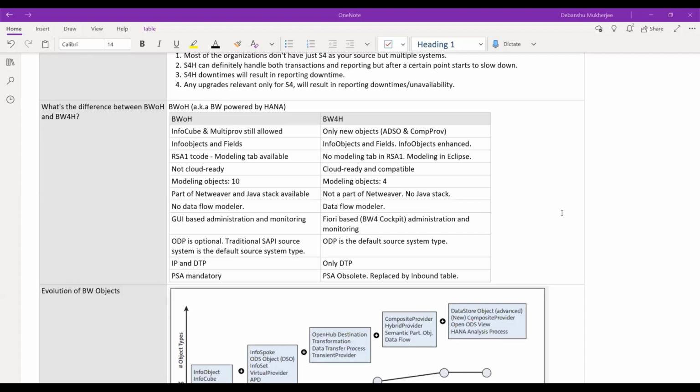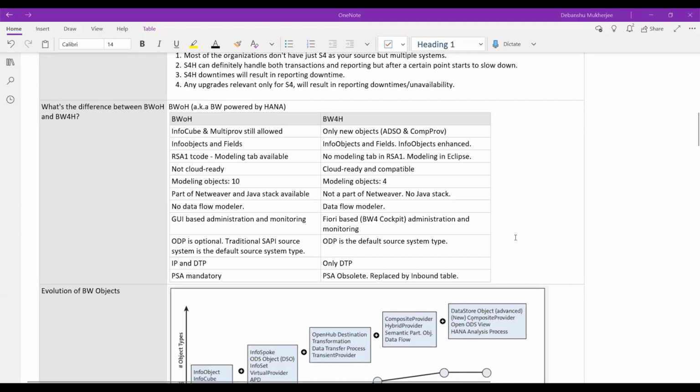RSA1 T code, one of our favorite T codes, guys. Modeling tab is available in BW on HANA. That means from the GUI, from the backend, you can still do modeling in BW on HANA. But in BW for HANA, you cannot do any modeling in the GUI. You have to do all modeling in Eclipse, which is HANA Studio, which is an Eclipse plugin. Then BW on HANA is not cloud.